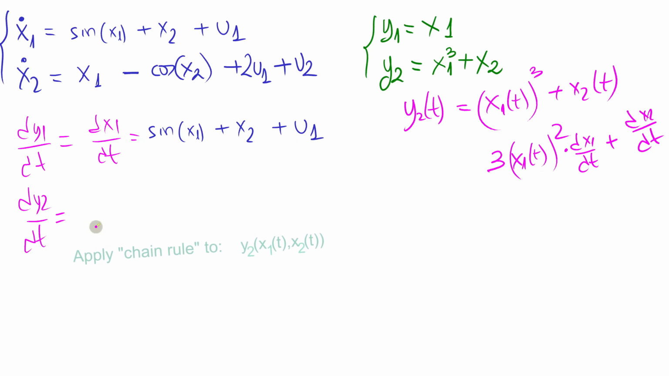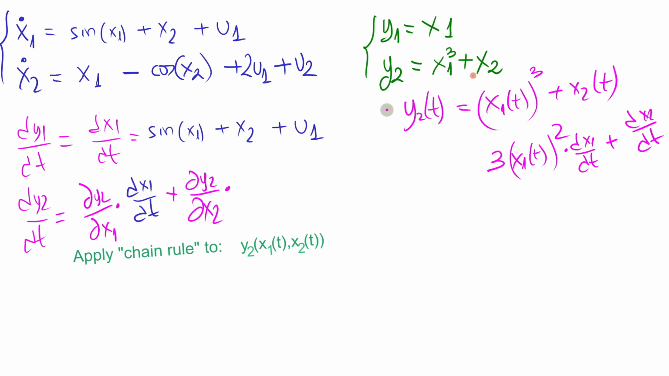And in general, as y2 is a function of two variables which themselves are functions of time, the multivariable chain rule tells me that I will need to write this time derivative as the partial with respect to the first variable multiplied by the time derivative of x1 plus the partial with respect to the second variable multiplied by the time derivative of the second one. This abstract stuff ends up being this thing.